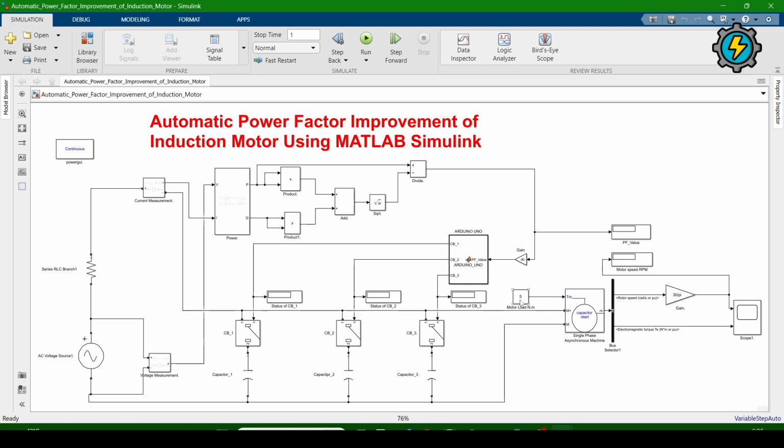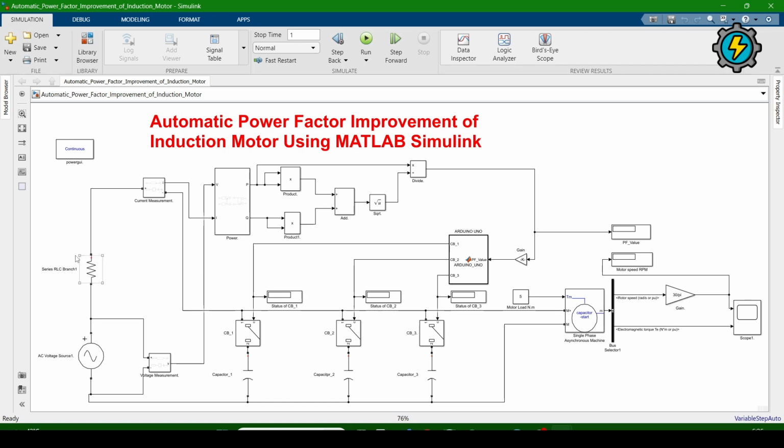And this is the induction motor, and this is the constant block from which we will give the load. Basically, load is a form of torque, and torque's unit is Newton meter. So we will give a Newton meter value as the torque.